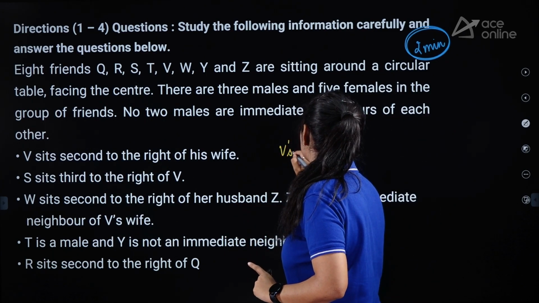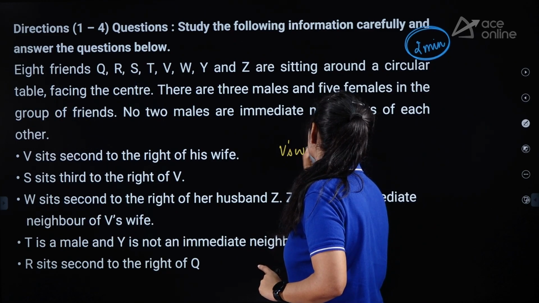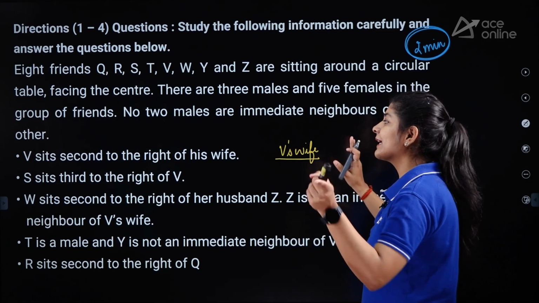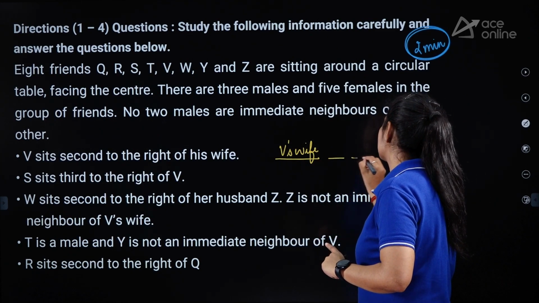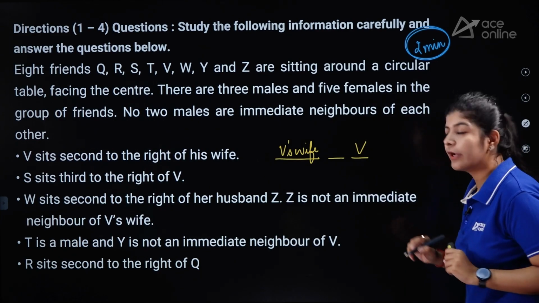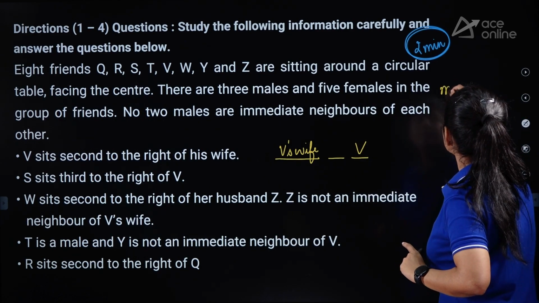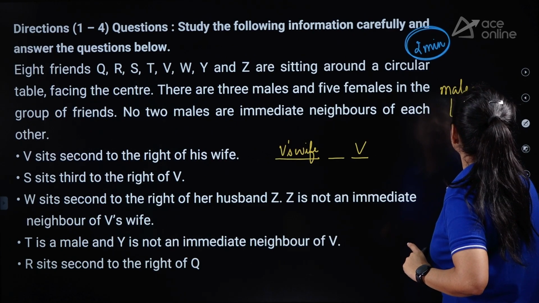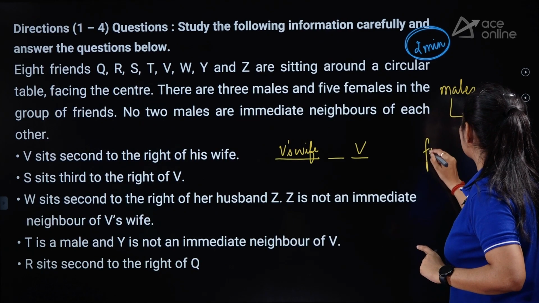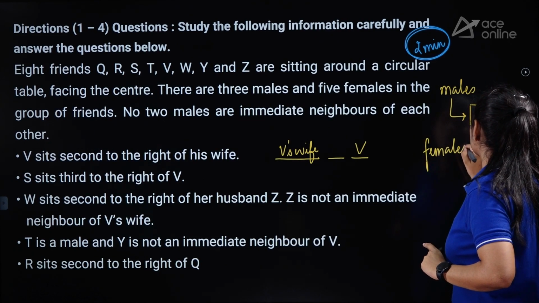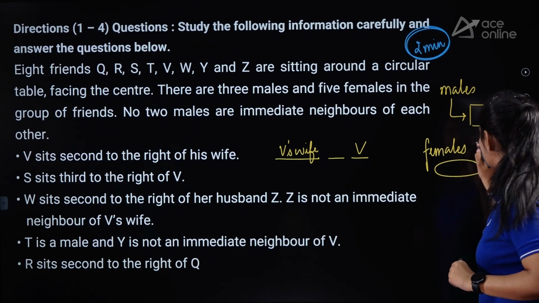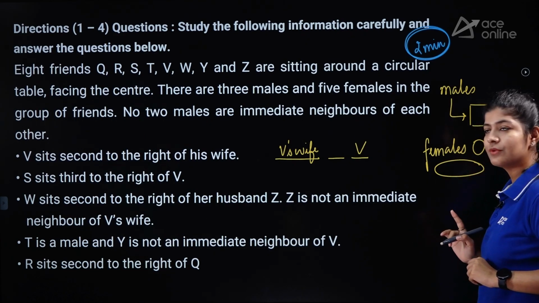So let's suppose this is V's wife, sitting over here. Now V sits second to the right. So this is the first right and this is the second right. So here we have V. Now, one more important point: for the males we are going to use this box, and for the females we are going to use this circle or oval.